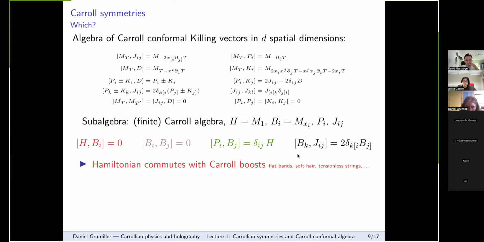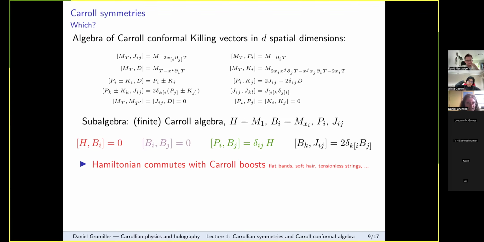All right, now instead of generalizing, let me zoom into one aspect of the finite Carroll algebra, even without conformal symmetries. So I'll just focus now on translations, boosts, and rotations. And the commutators I want to highlight are the ones in color. The main commutator that is profoundly different from Lorentzian, but also Galilean ones, is the first one. So the Hamiltonian commutes with Carroll boosts. This is a simple algebraic statement, and you can check for yourself that it's true.